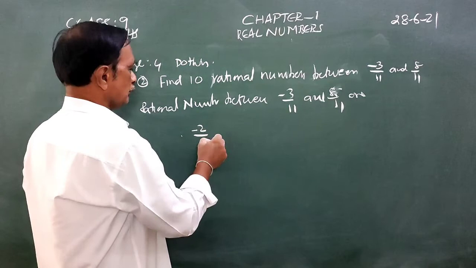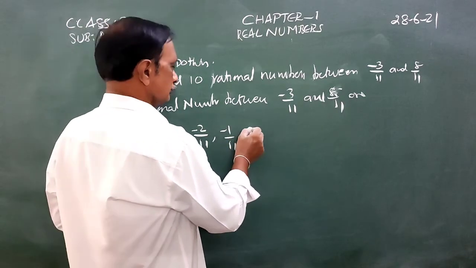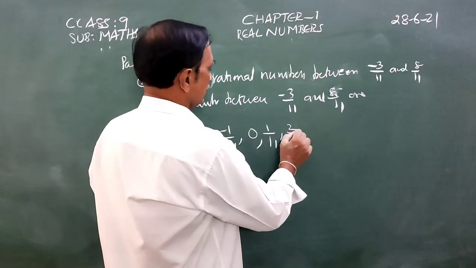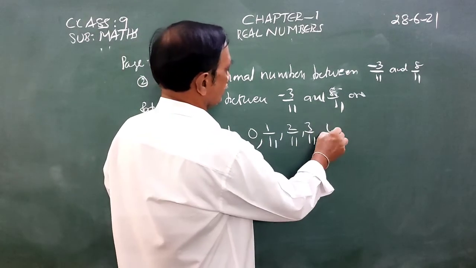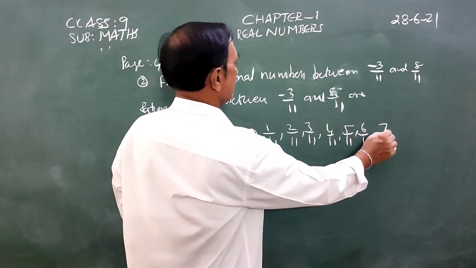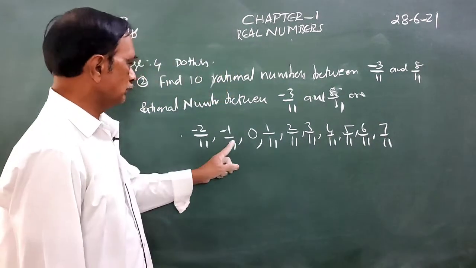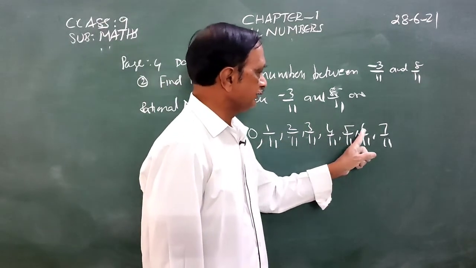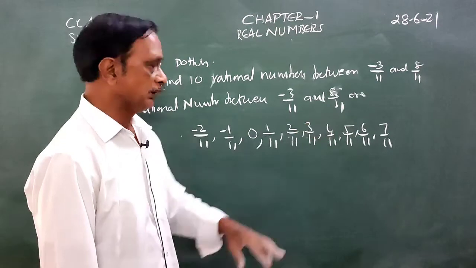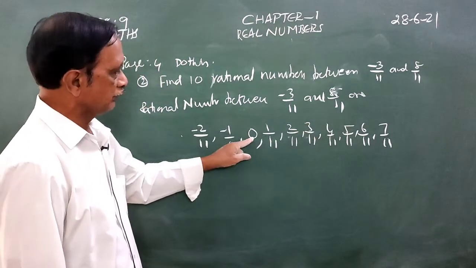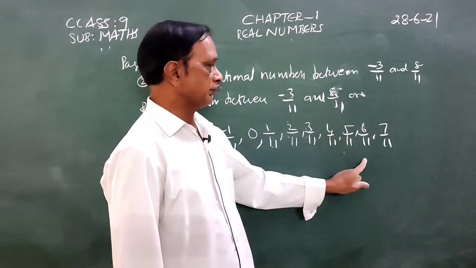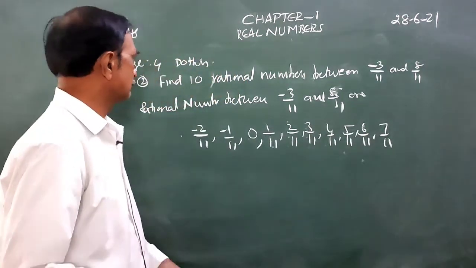minus 2 by 11, minus 1 by 11, 0 by 11 means what? 0, 1 by 11, 2 by 11, 3 by 11, 4 by 11, 5 by 11, 6 by 11, 7 by 11. 1, 2, 3, 4, 5, 6, 7, 8, 9, 10. We got 10 rational numbers between minus 3 by 11 and 8 by 11. They are minus 2 by 11, minus 1 by 11, 0, 1 by 11, 2 by 11, 3 by 11, 4 by 11, 5 by 11, 6 by 11, 7 by 11.